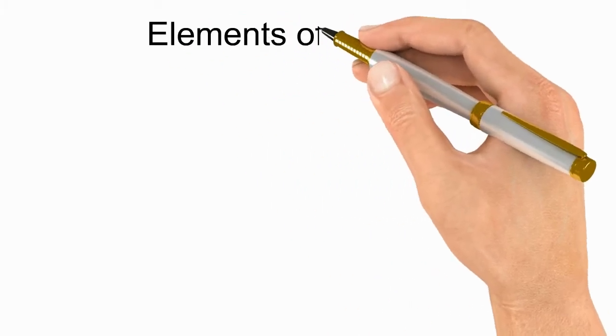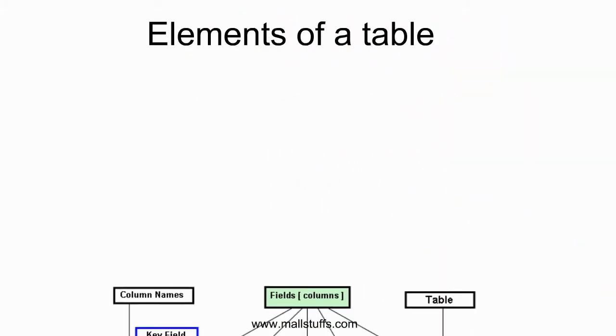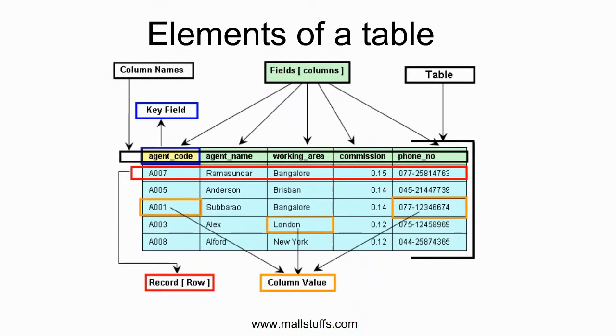Elements of a table. So this is the simplest example of a table. Here we have the different fields: agent code, agent name, working area, commission, phone number, etc. Then we have the different column values. These are all the column values. Each row is a record, and then we have a key field, which is used to uniquely identify a record.